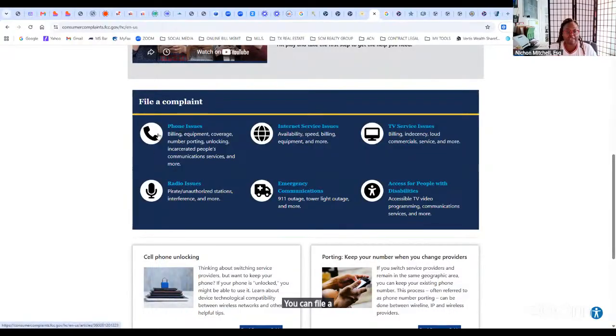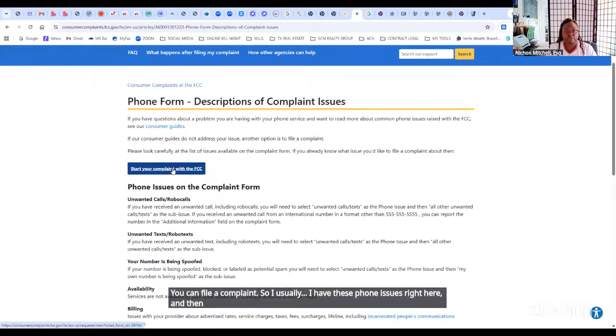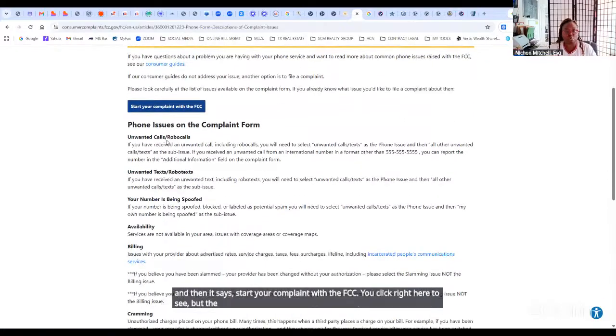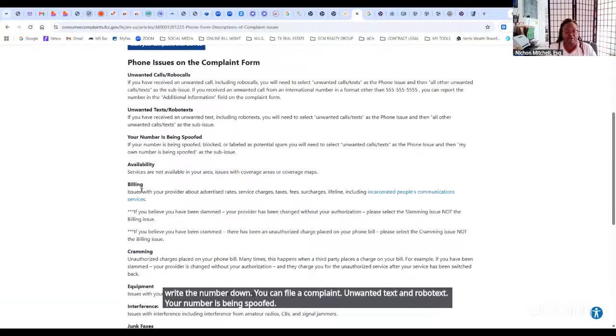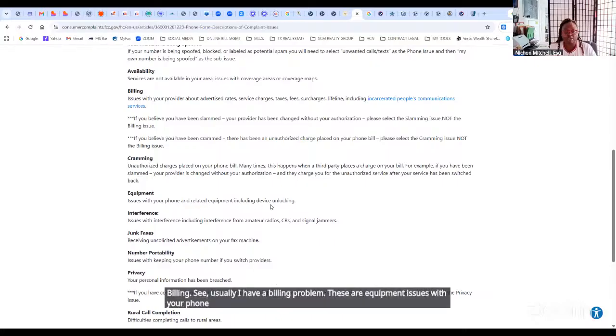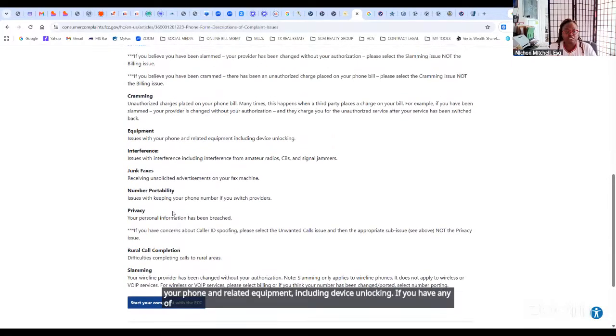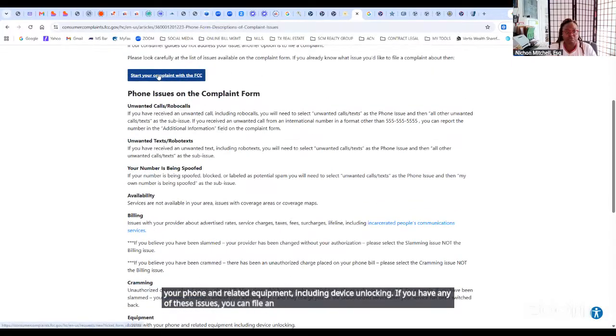So I have these phone issues right here. And then it says start your complaint with the FCC. You click right here to see, but the phone issues are unwanted calls and robocalls. If you get a call, write the number down. You can file a complaint. Unwanted text and robotext. Your number is being spoofed. Billing. See, usually I have a billing problem. These are equipment issues with your phone and related equipment, including device unlocking. If you have any of these issues, you can file an FCC complaint. So start your complaint.